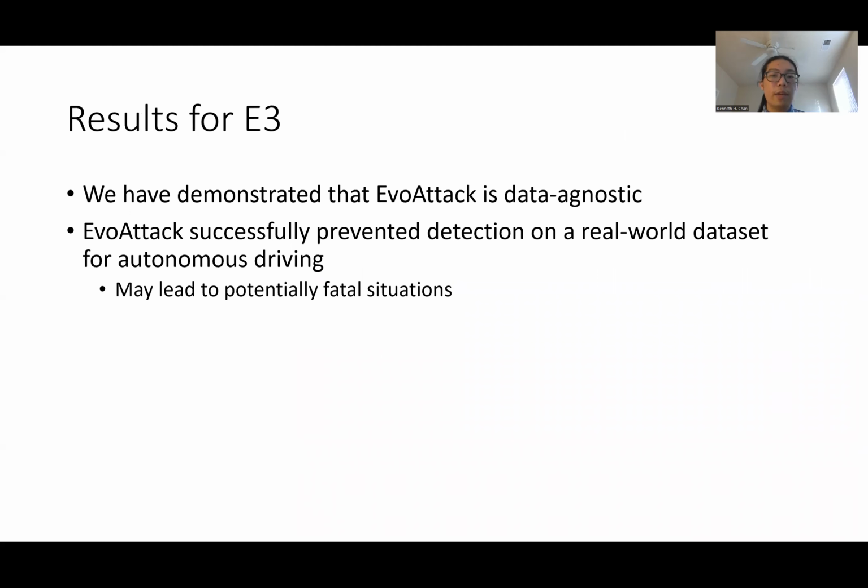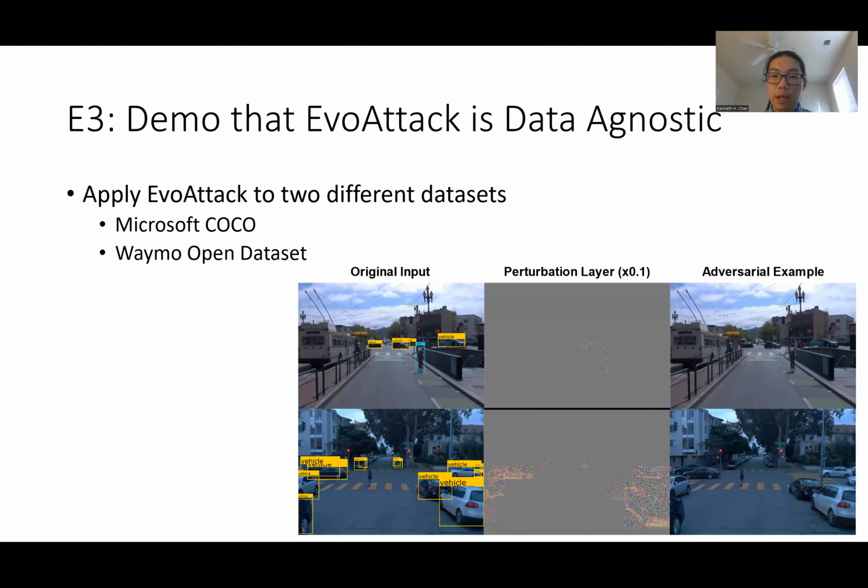So we've demonstrated that EvoAttack is data agnostic for experiment 3. Additionally, we have shown that EvoAttack can successfully prevent detection on a real-world dataset, which can potentially lead to fatal situations. Imagine if we are attacking an autonomous vehicle while it's driving on the road. If we prevent detection of pedestrians, cyclists, or vehicles, it might lead to a fatal accident where we collide with the objects that we would otherwise like to avoid.